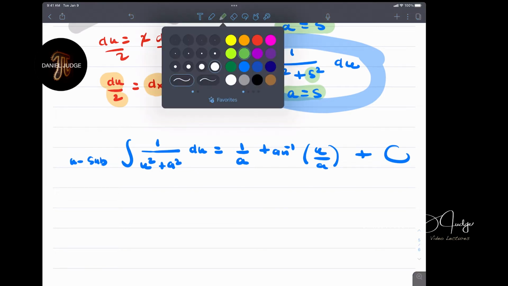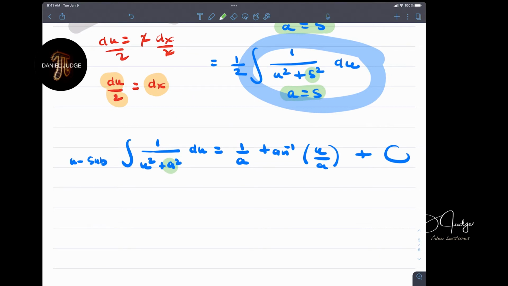Now remember what a is. A goes down here. A is 5. This is where a goes. So this is what we're going to use. This is a u-substitution version for that formula.